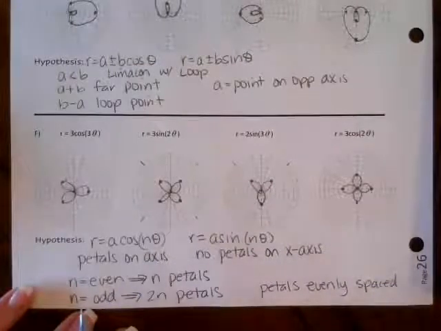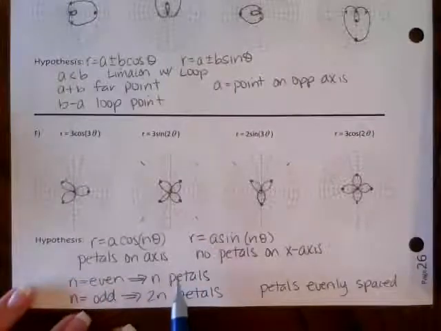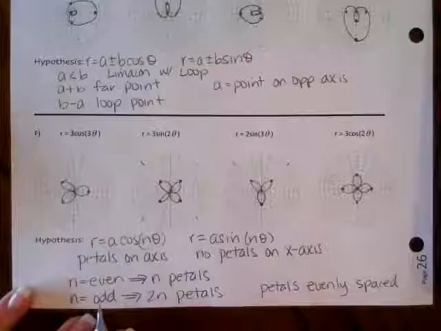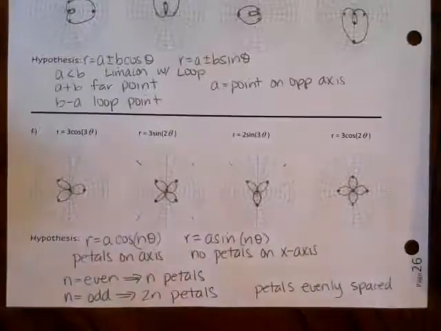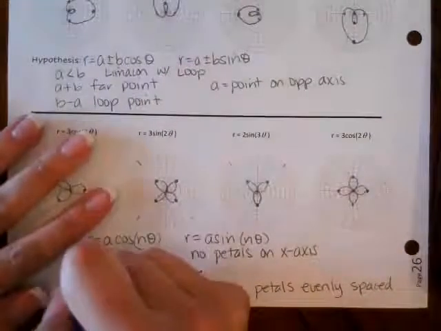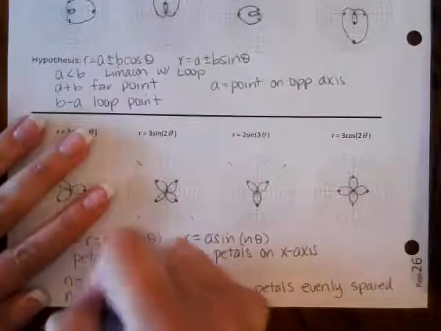And that number is important. If that number is even, then that's how many petals are going to be found on the rose. If that number is odd, then it is going to be 2 times that value to get the petals. Sorry about that, I just wrote that backwards. That should be the other way.